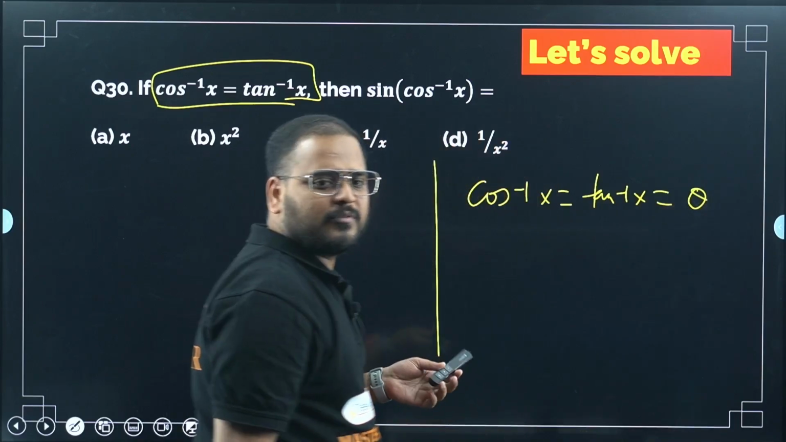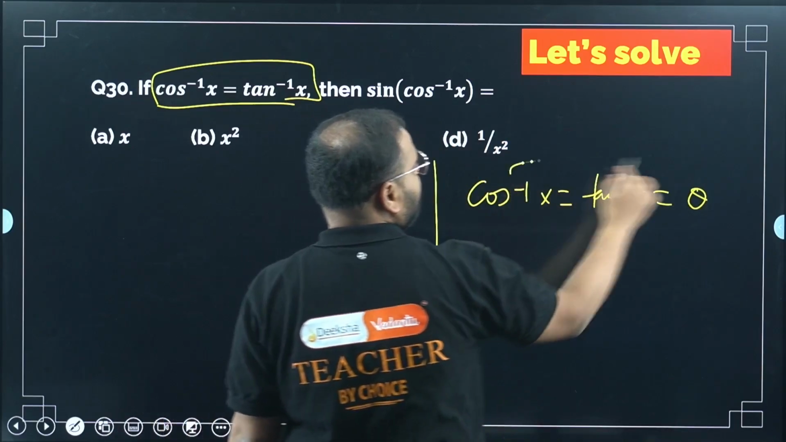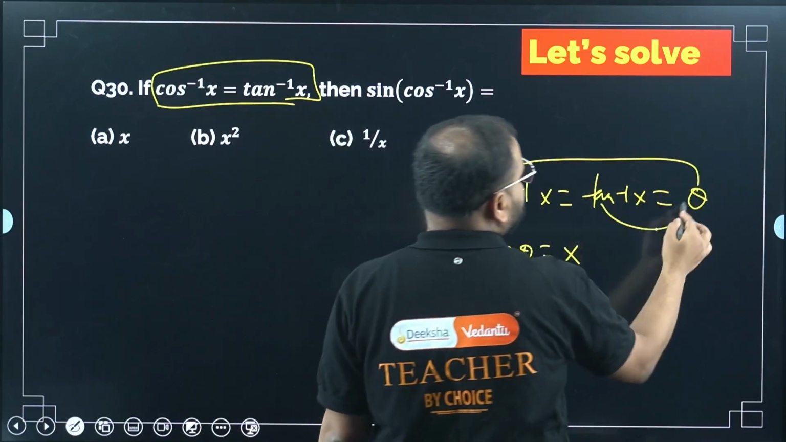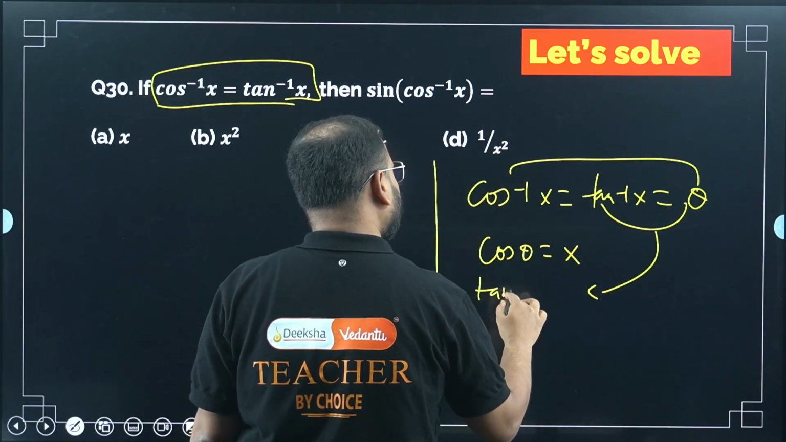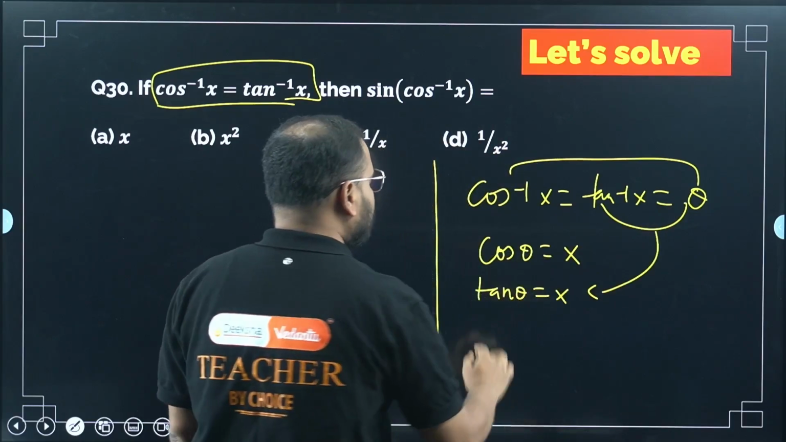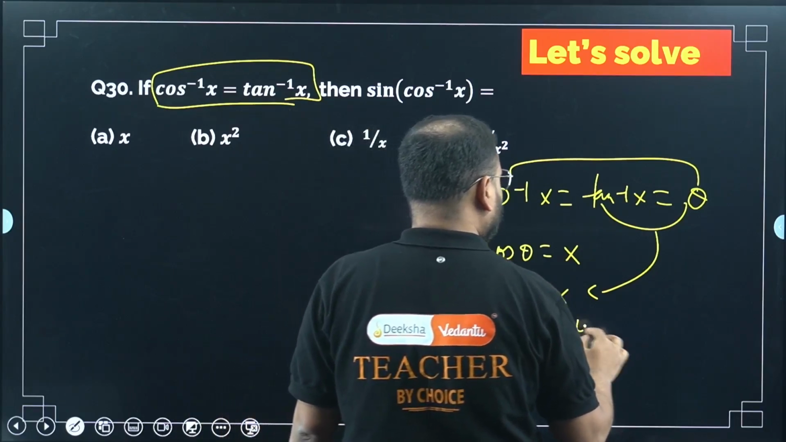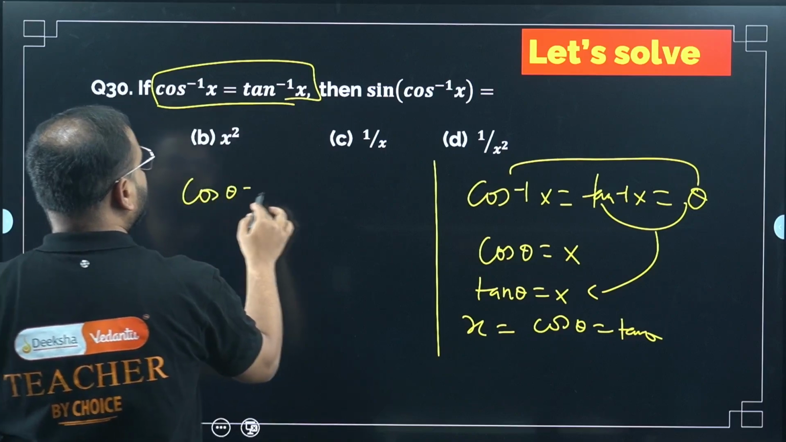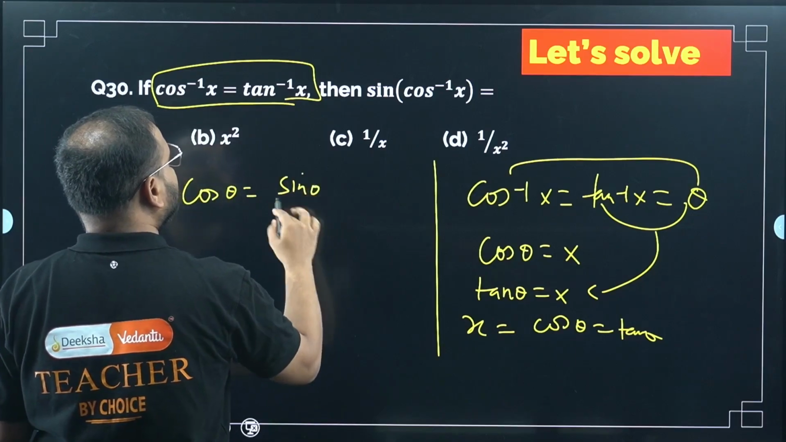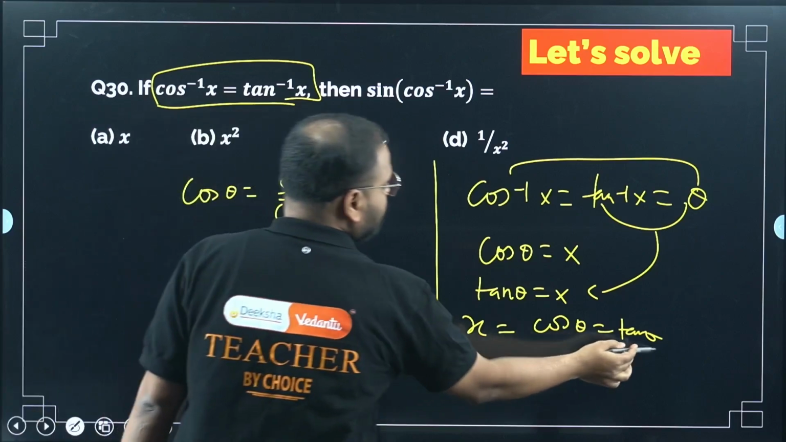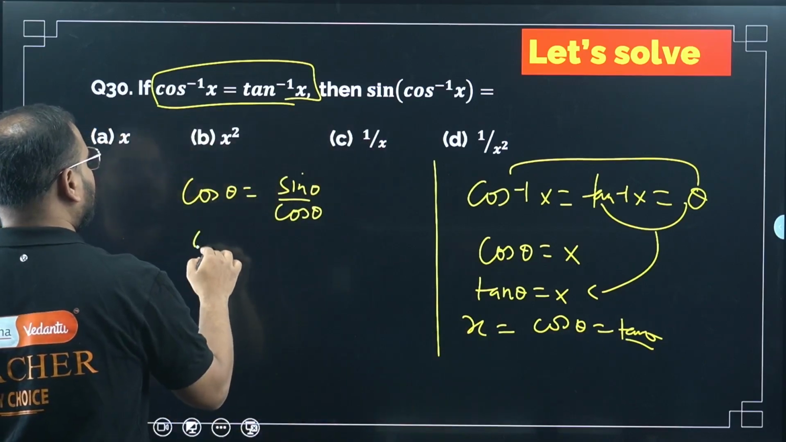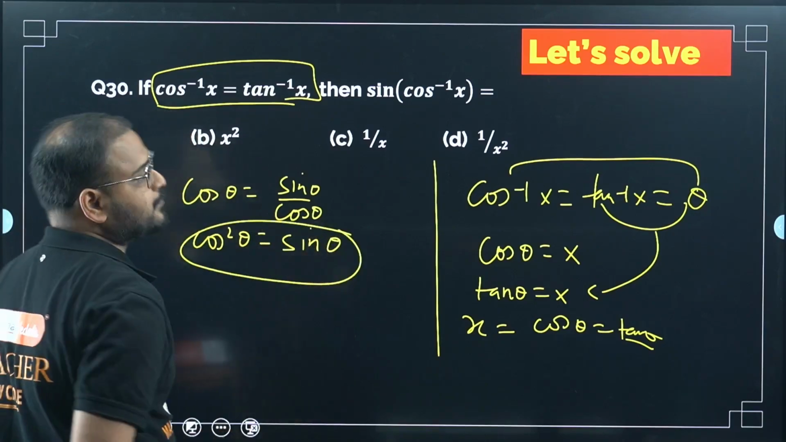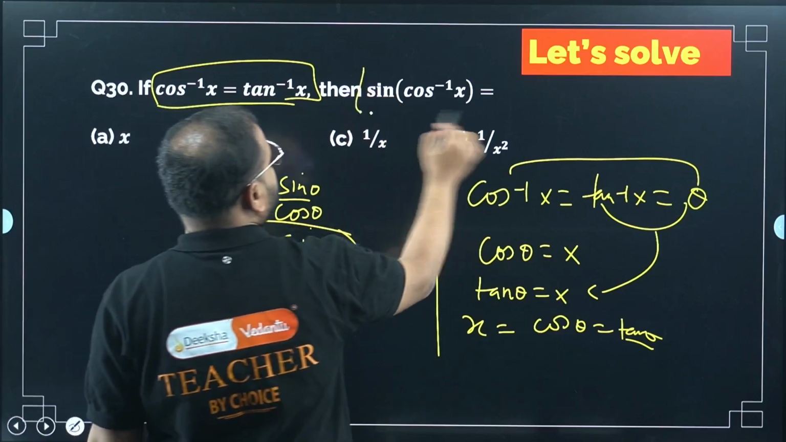I can take the same angle for both of them because they are equal. So basically, comparing, I get cos theta equals x, and I get tan theta equals x. So x is equal to cos theta equal to tan theta. Cos theta equals tan theta means sin theta by cos theta. How, sir? Tan theta is equal to sin theta by cos theta. Cross multiply. You will get cos square theta equals sin theta. Yes or no? Yes, sir.